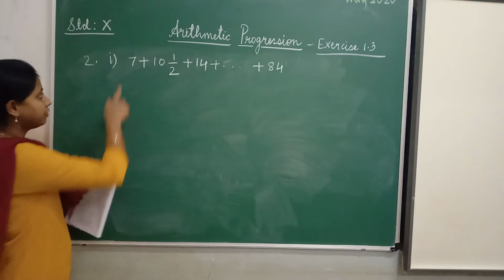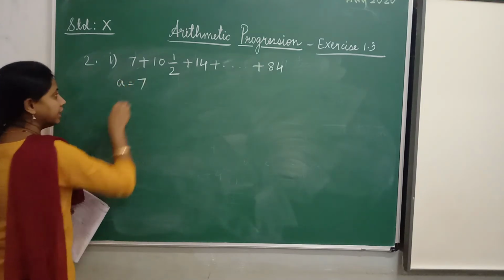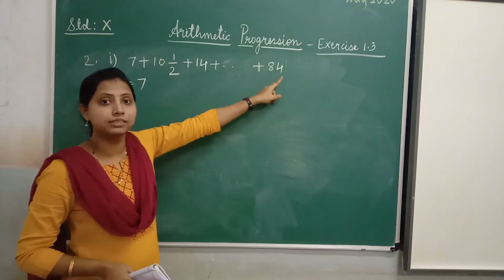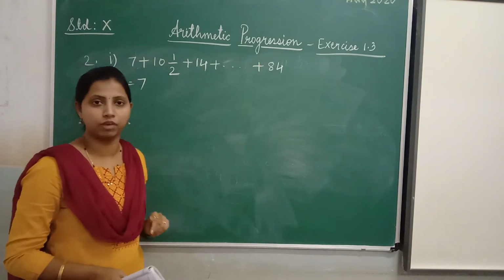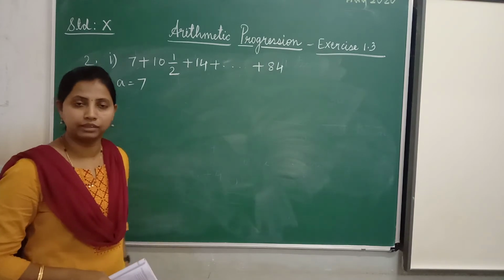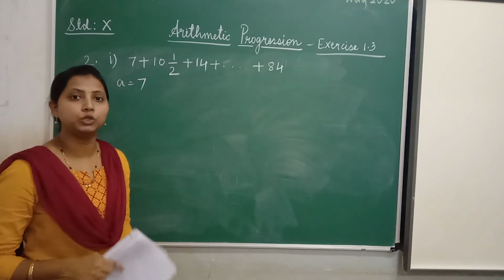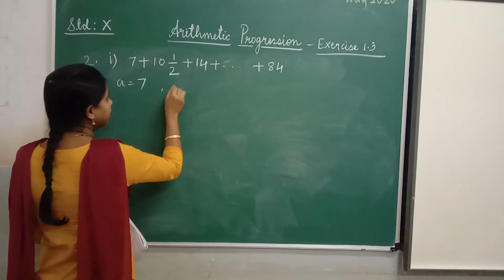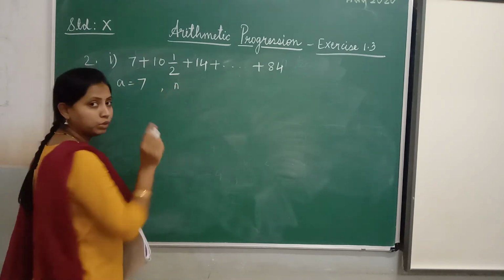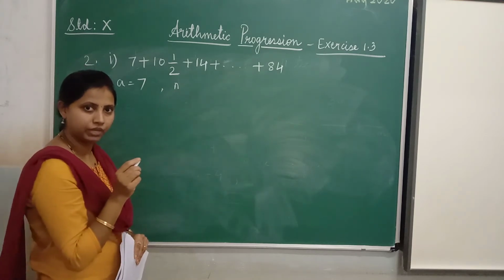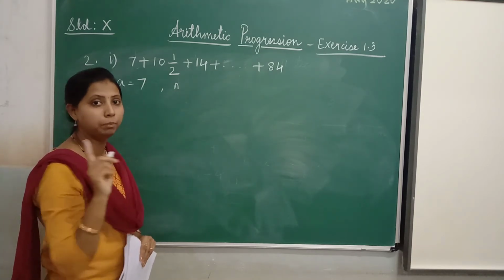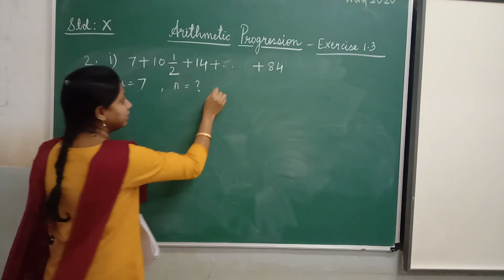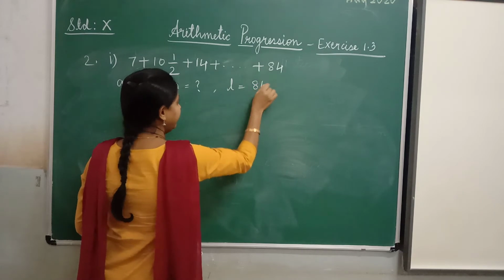Okay, so here the first term is 7. Yes, and what is the difference? You can see here is the last term. The last term is also given. So we can use the second formula, that is Sn is equals to n by 2 into a plus l. Okay children, so a is given. But to use that formula, n we have to find. Yes, n is not known. So firstly we have to find n. And the last term is given as 84.